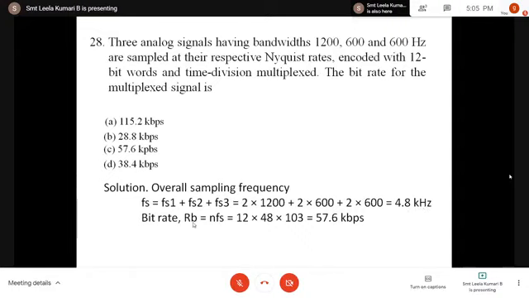And bitrate is equal to n into fs. The number of bits per sample is given by 12-bit words. Therefore 12 into 4.8 into 10 power 3, which is equal to 57.6 kbps.